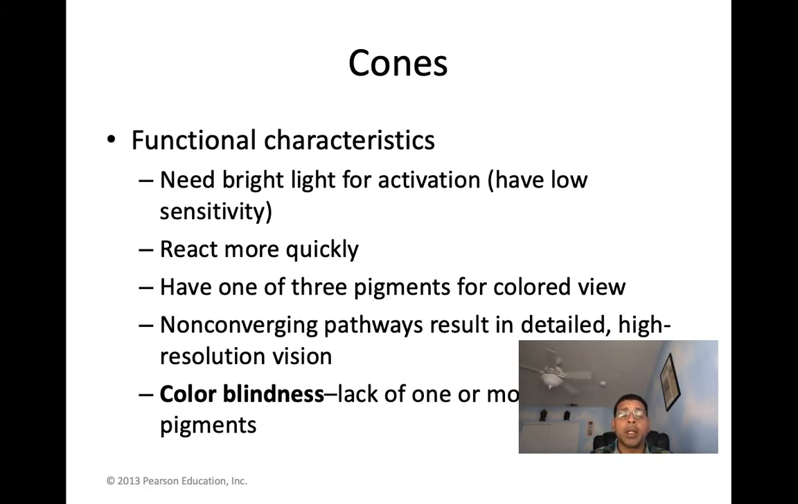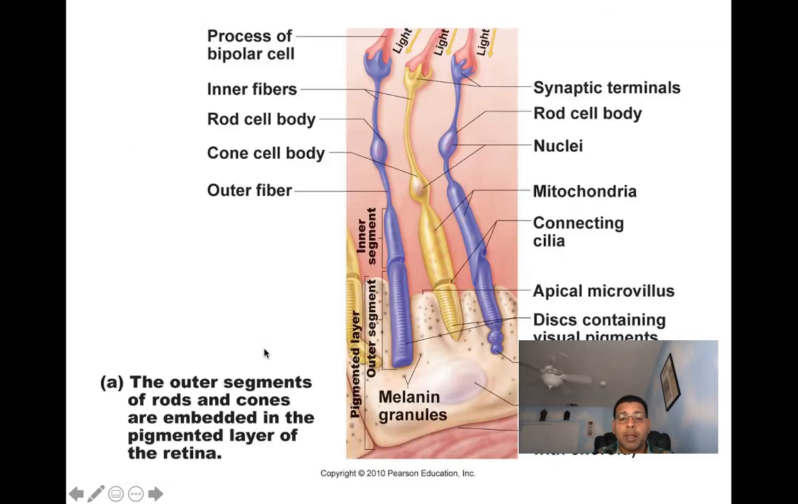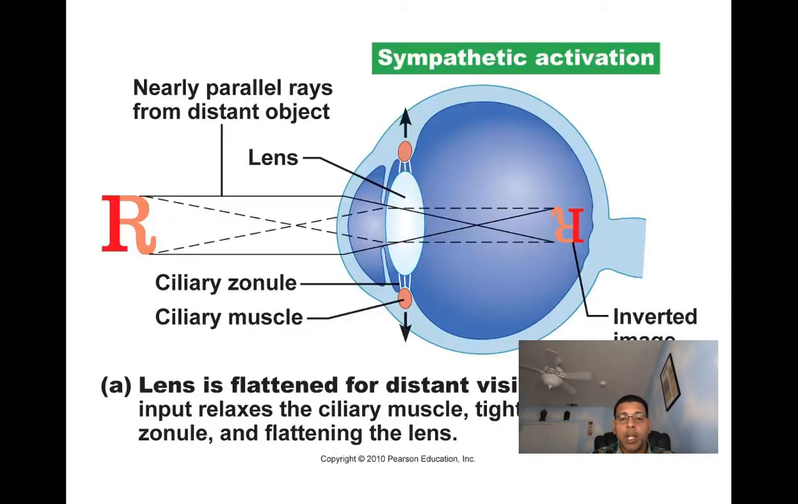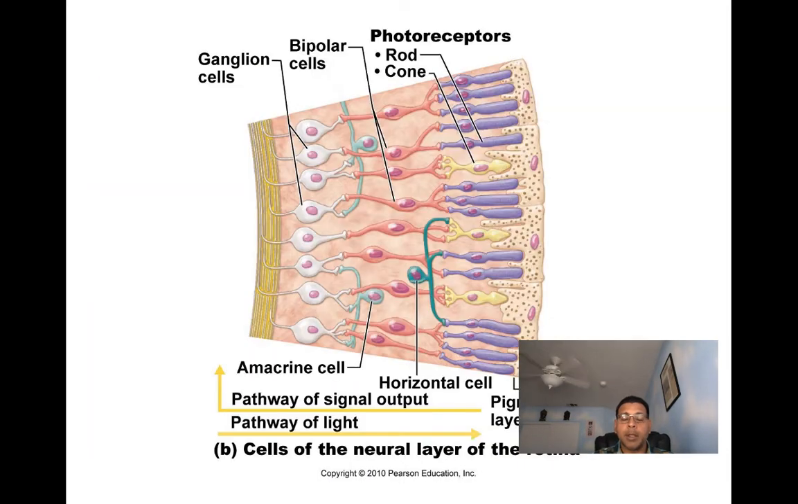So next, here we can compare our rods and cones. Color vision, non-color vision. We talked about high sensitivity, low sensitivity. And here you can see also when we talk quantity, you saw way more rods. Way more rods than cones. You can see that here in this picture. So rods are more numerous in quantity as well compared to our cones.